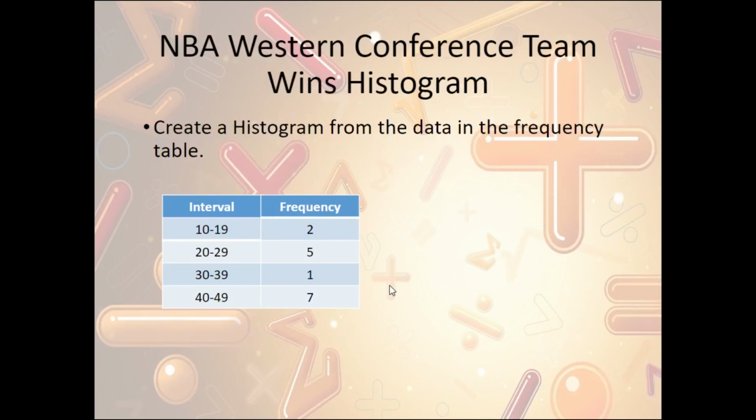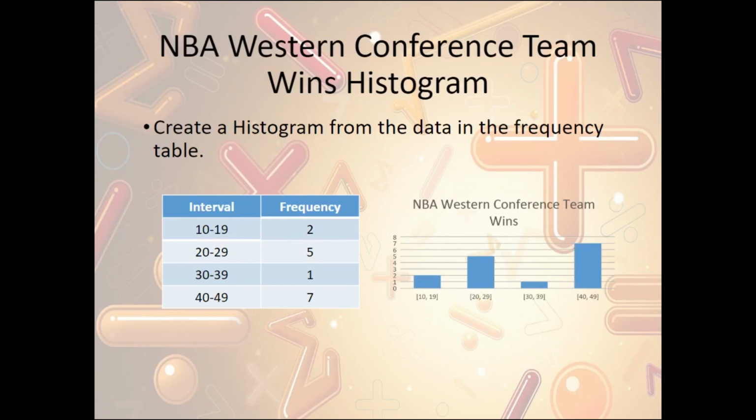Now that we've created our frequency table, we can create a histogram to represent it. So if we do that, we have our interval from 10 to 19. And notice we go up to 2, because that was our frequency. Then from 20 to 29, we go up to 5, and then 1, and then 7. So this is what our graph would look like for our histogram.